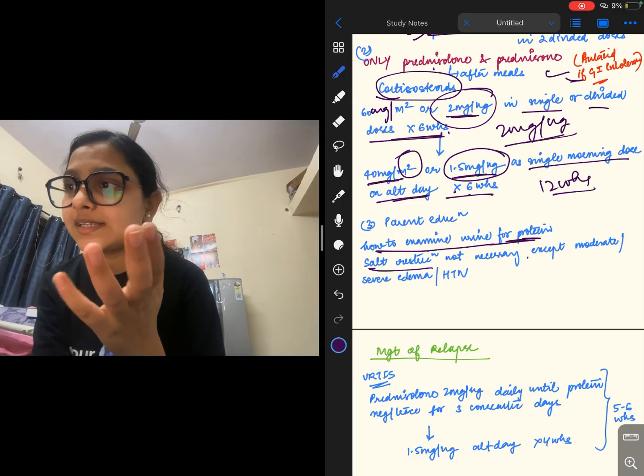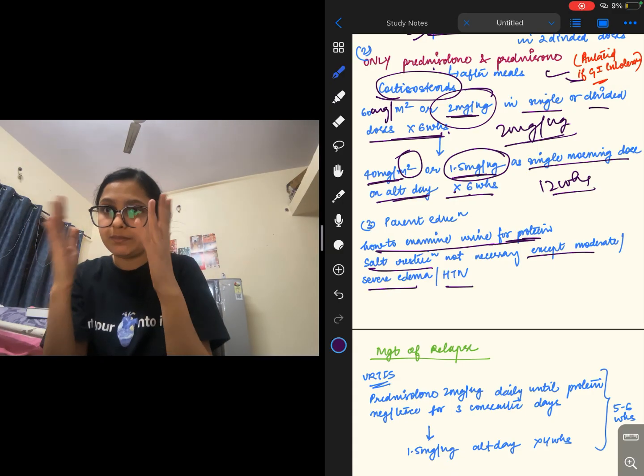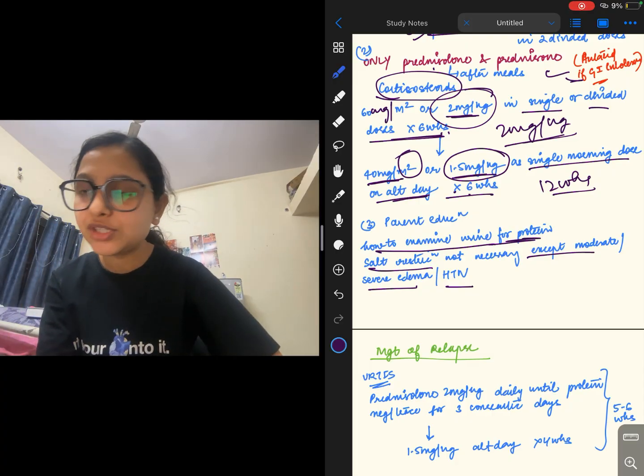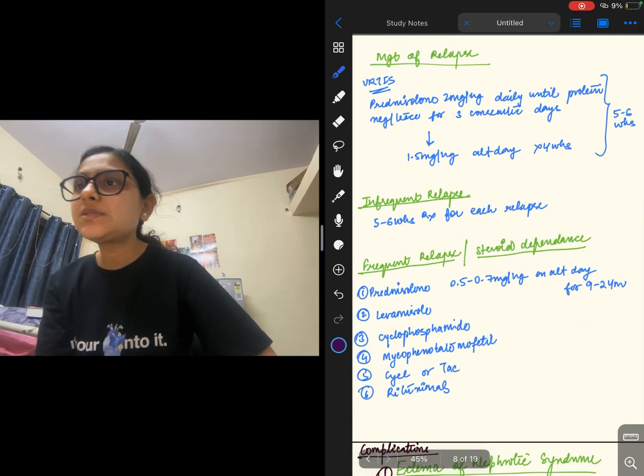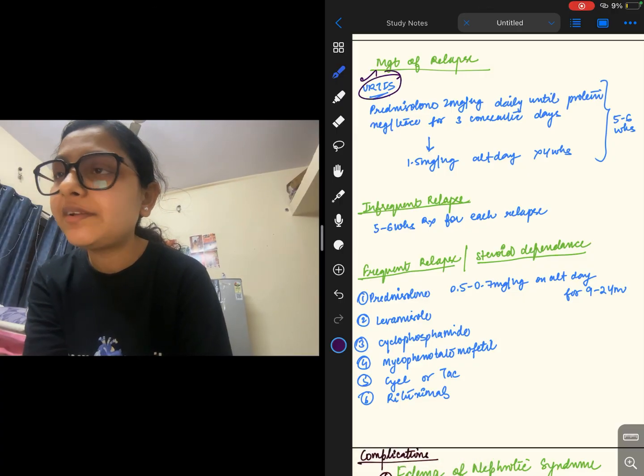Salt restriction is not necessary except if moderate to severe edema or hypertension is present. The food should be palatable. You should not make it non-palatable for the child, otherwise the child won't eat. Then next comes if relapse happens, which can happen after upper respiratory tract infections.